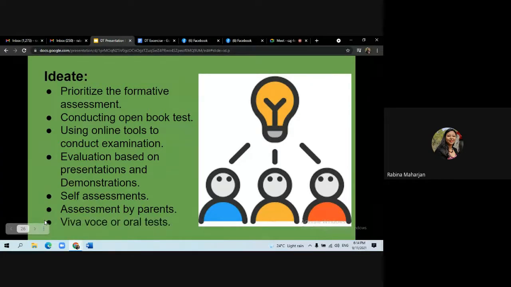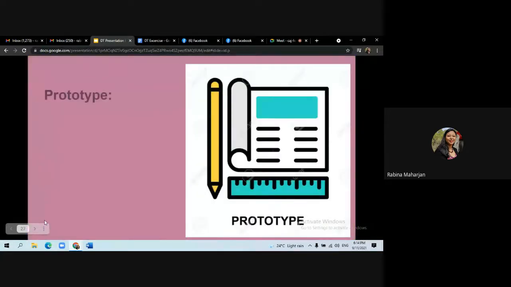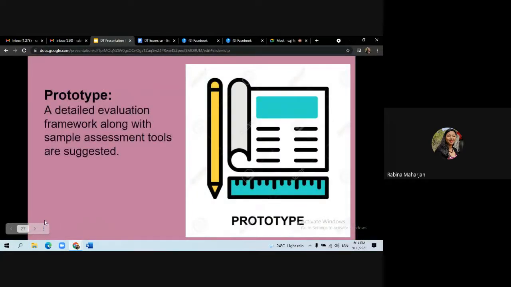Next is viva voce or oral test. In the online session, or now we can call students while keeping physical and social distance. We can call them one by one to the school and take the viva voce or oral test. So these are the ideas that we have generated for the problem. Based on these ideas, we have designed a prototype, a detailed evaluation framework along with sample assessment tools, which goes like this.